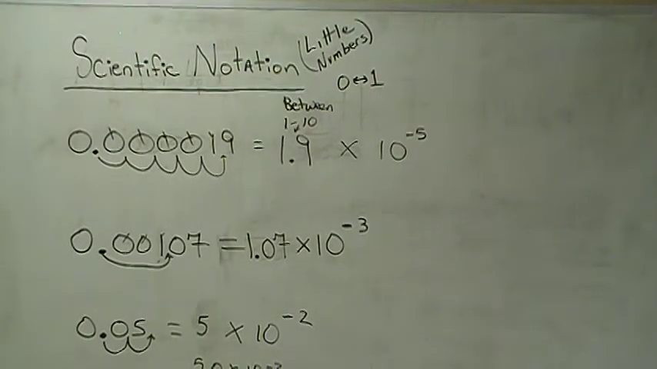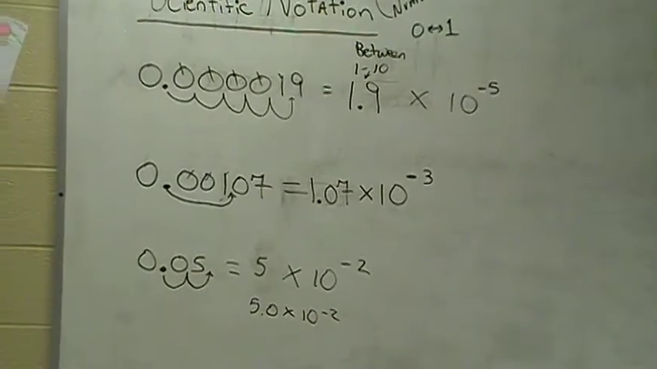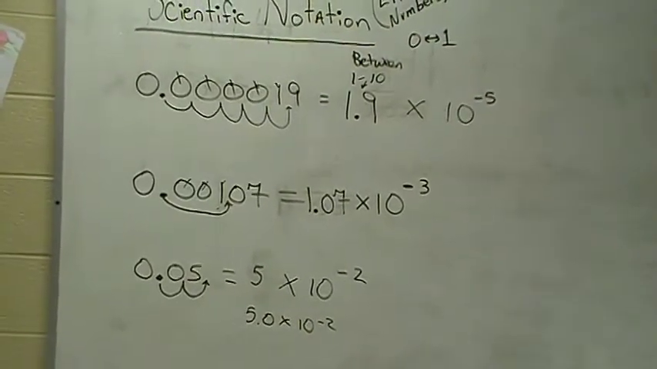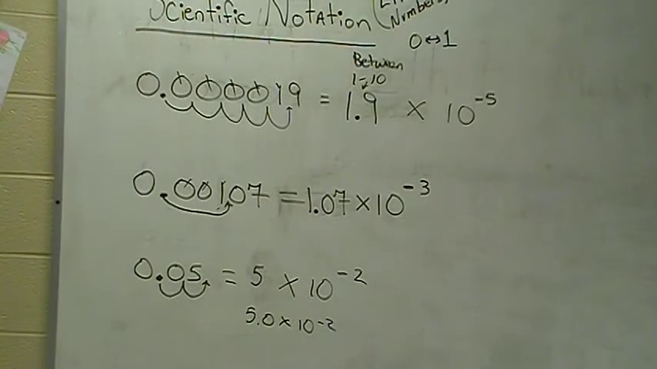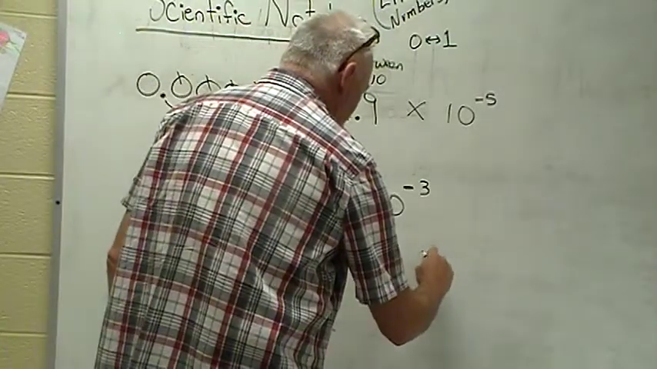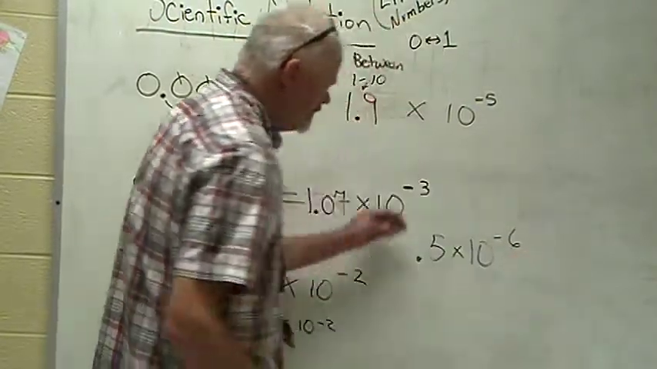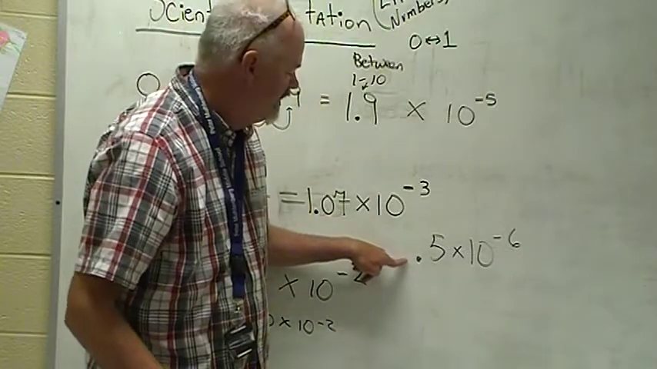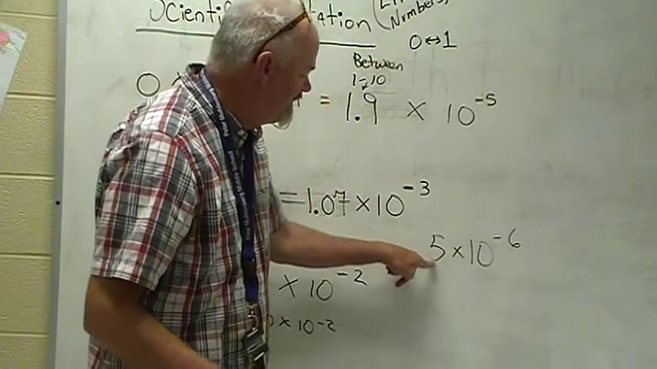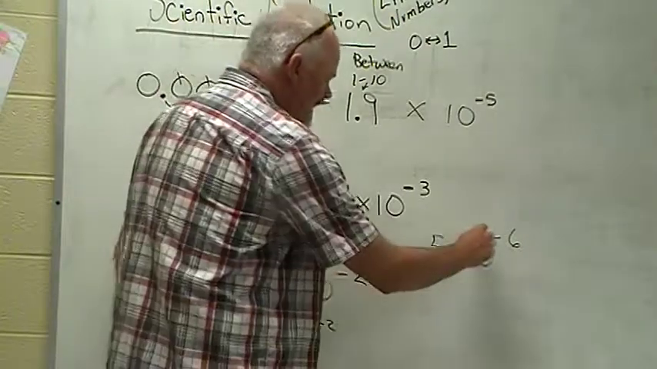Anyhow, you can see where 5 times 10 to the negative 2 is the same as 5.0 times 10 to the negative 2. All right? Little numbers. Little numbers in scientific notation. One more refresher is, what if I do this number, 0.5 times 10 to some power? Is this scientific notation? Hopefully you said no, because this number is less than 1. We've got to make this number between 1 and 10. 0.5 is less than 1. So this is not scientific notation.